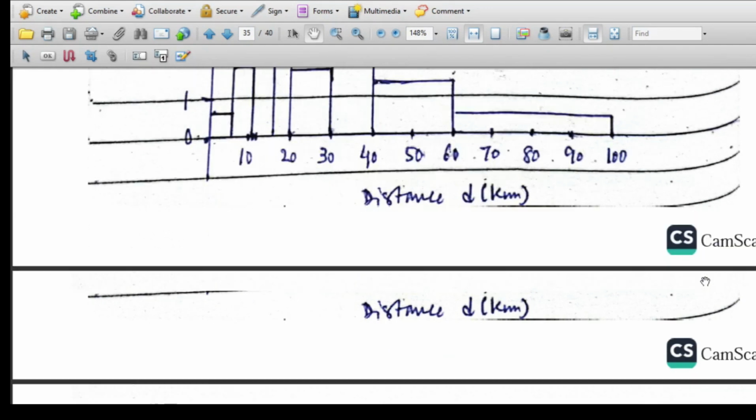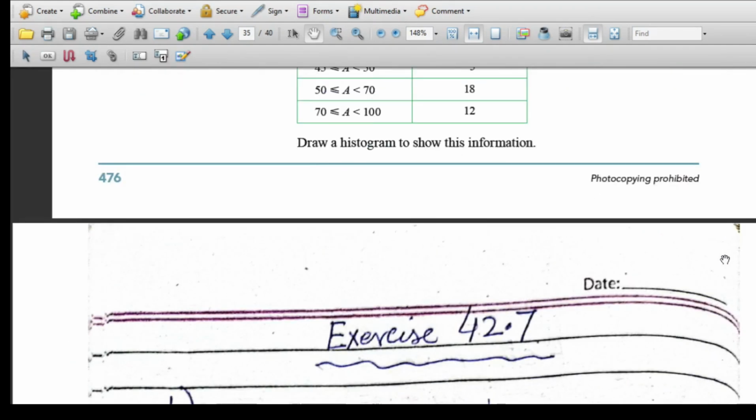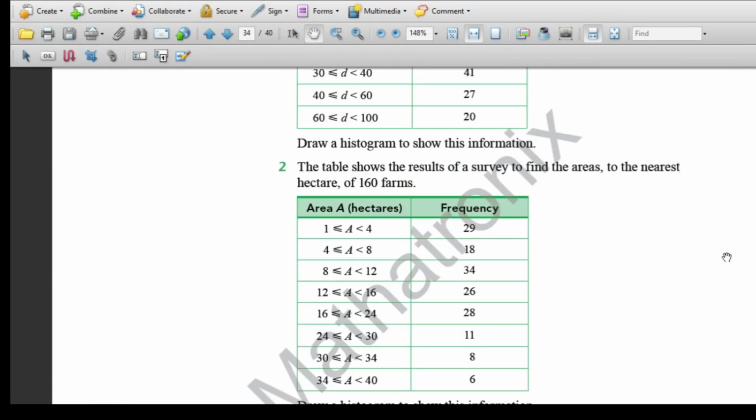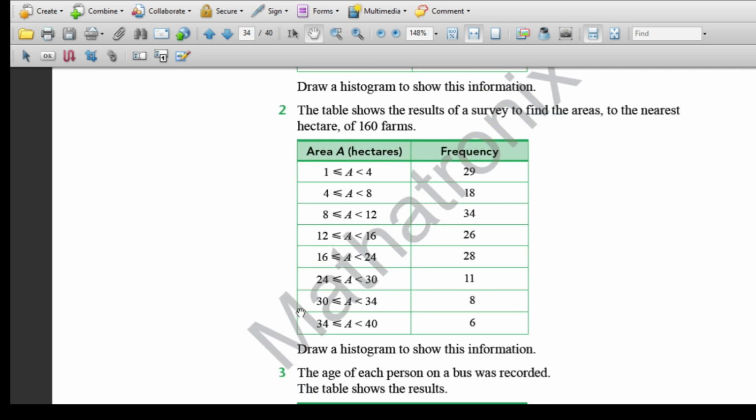In part 2, question number 2: draw a table that shows the result of a survey to find the areas, to the nearest hectare, of 160 farms. So this is the area. Hectare 1 to 4 is 29, 4 to 8 is 18. This is the frequency table we have been given, and we have to draw a histogram. So we have to draw a table of frequency density.